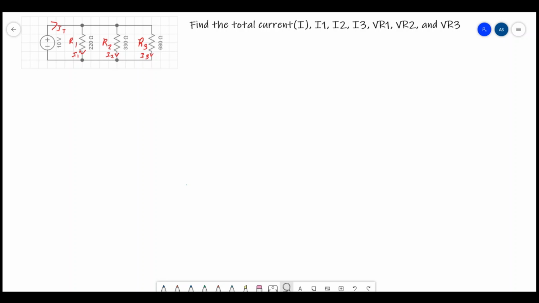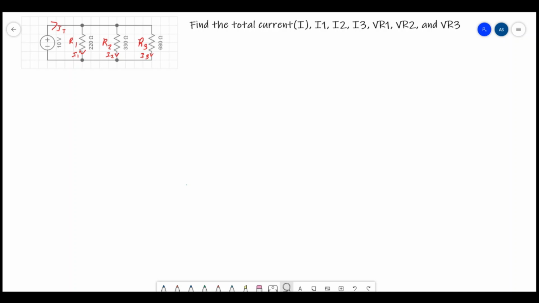Hi guys, today let's go over a simple circuit problem. Okay, here's a problem. This problem says find the total current, I1, I2, I3, VR1, VR2, and VR3. Now go ahead and pause the video and try to solve this problem.